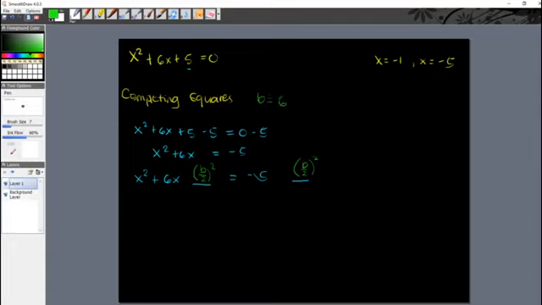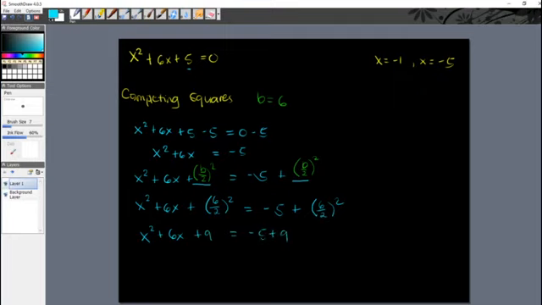So what we're going to do here is x squared plus 6x plus 6 over 2 squared equals -5, sorry, this should be plus 6 over 2 squared. So simplifying both sides here, we have x squared plus 6x. 6 over 2 is 3. Squared, you get 9. This is equal to -5 plus 9.